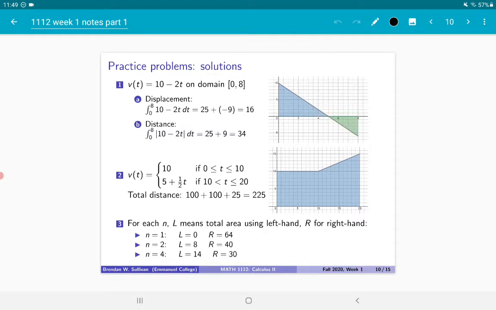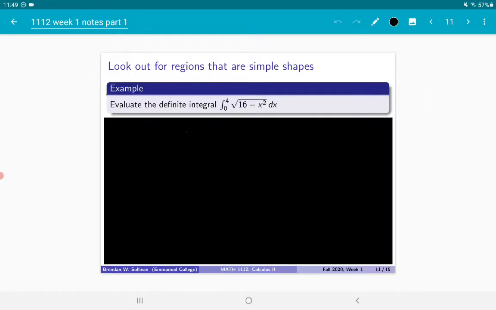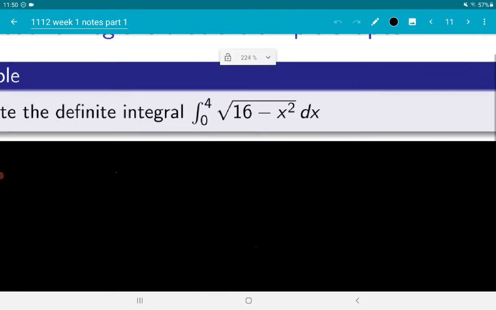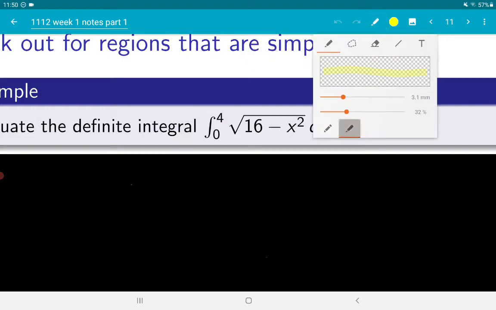All right, here's what's next. I'm going to make a recommendation, because sometimes we get lucky and an integral looks really challenging, but actually represents a nice simple shape that we already have an area formula for. So pause here and take a little bit of time to think about what this integral means. Look at this notation and try to refresh your memory of what this represents.